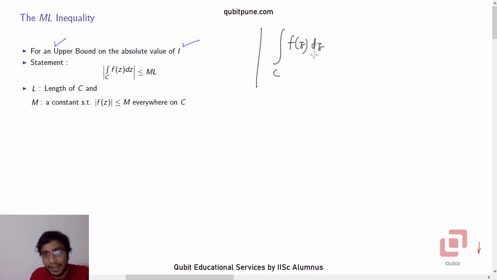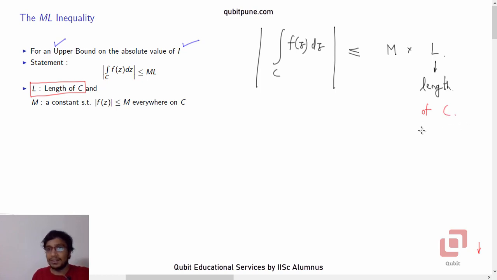Okay, so if this is the integral given to us along C, its absolute value is less than or equal to the product of two things, which are known as M and L respectively. L signifies that it is the length, but what length? L is the length of the curve C, which is your path of integration, and M is a real constant such that for all points on the curve C, the absolute value of the function is always less than or equal to M.